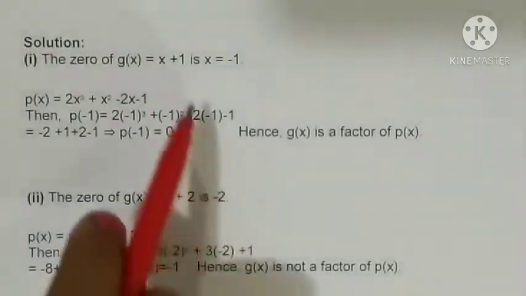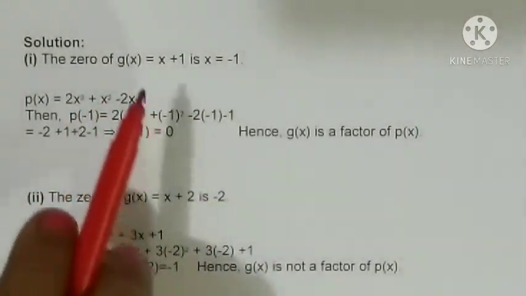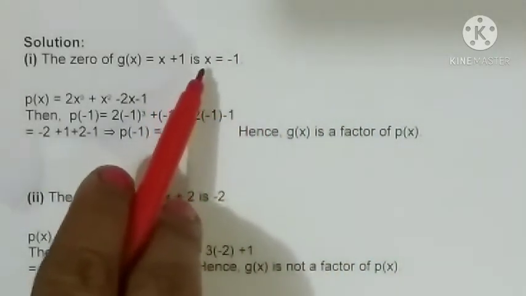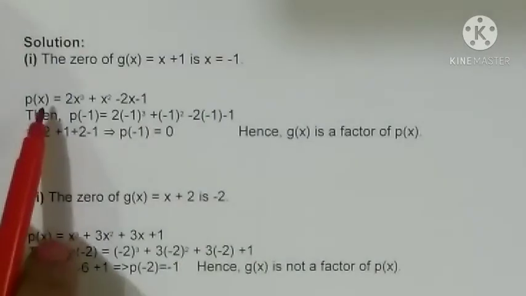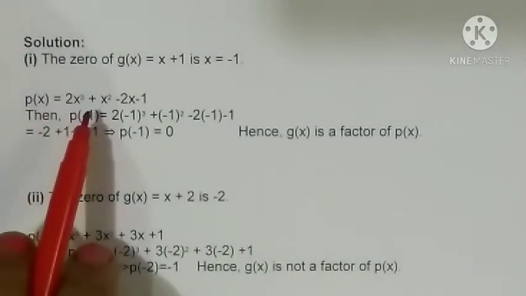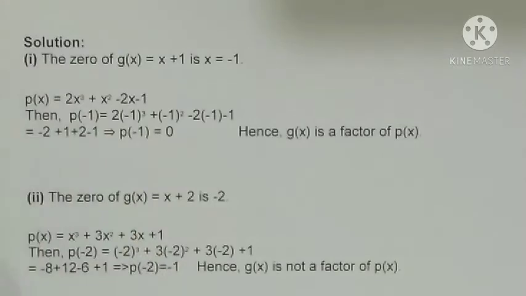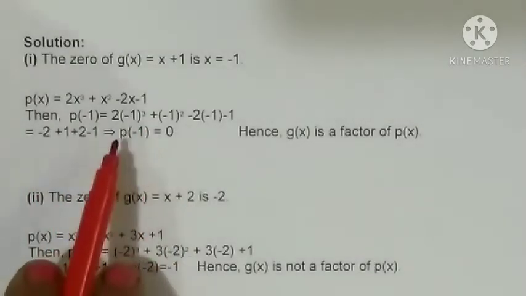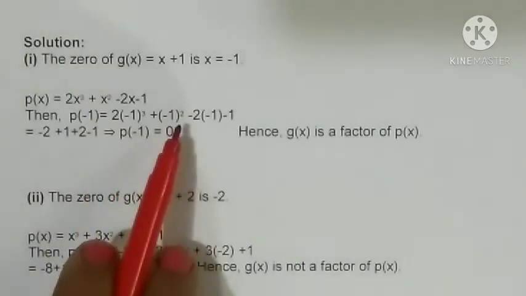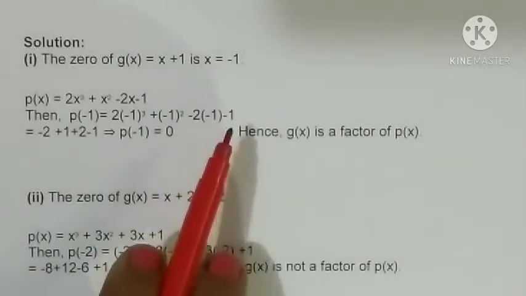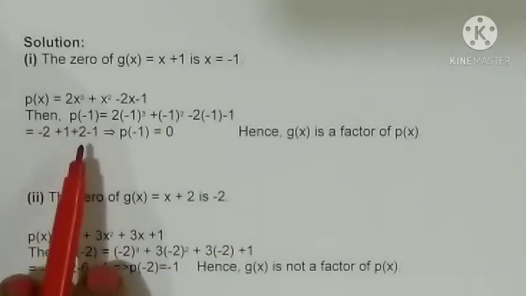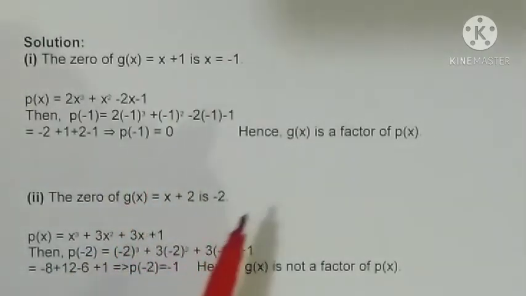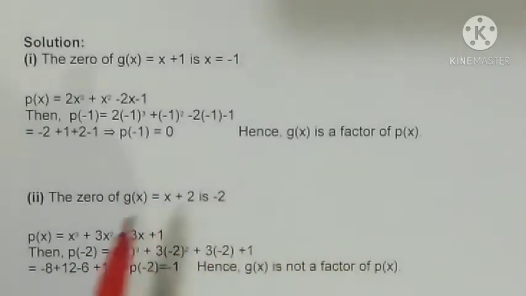It is asked whether x plus 1 is a factor of the given p of x. So g of x equal to x plus 1. That means x plus 1 is equal to 0, that means x equal to minus 1. Now what is the given polynomial p of x? 2x cube plus x square minus 2x minus 1. Now what is p of minus 1? X is replaced by minus 1. 2 into minus 1 cube plus minus 1 square minus 2 into minus 1 minus 1. That means minus 2 plus 1 plus 2 minus 1, which implies p of minus 1 equal to 0. Hence g of x is a factor of p of x.